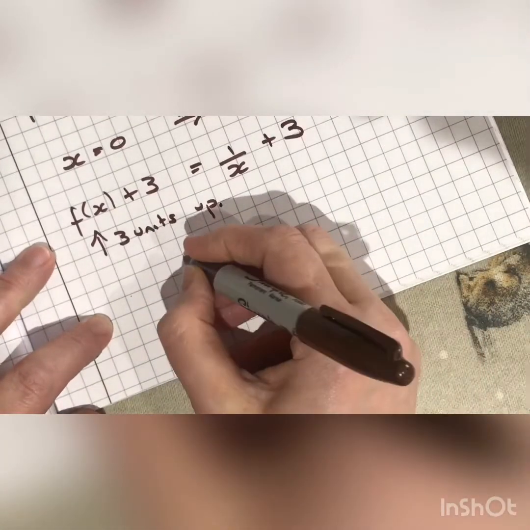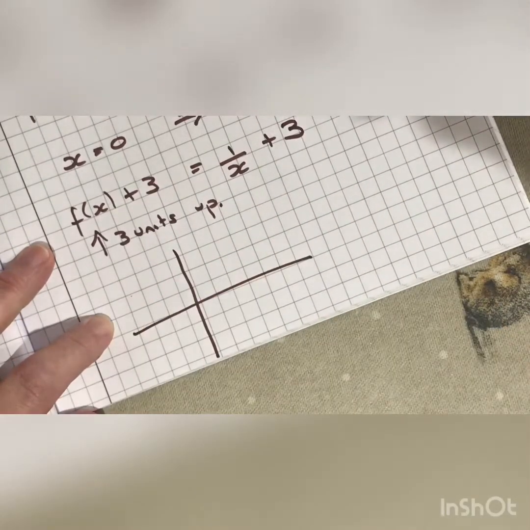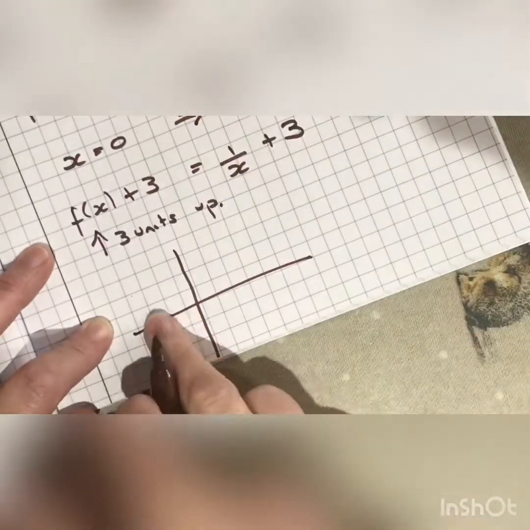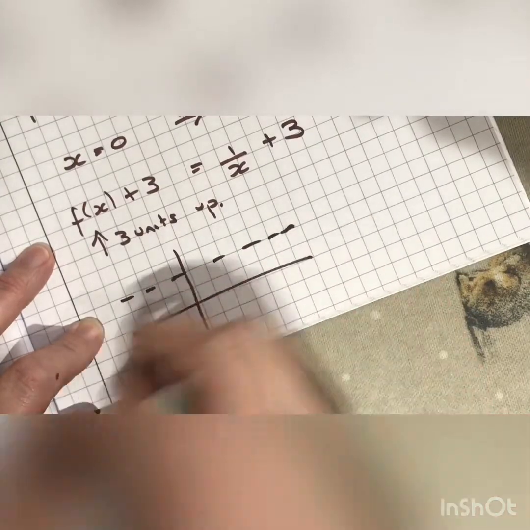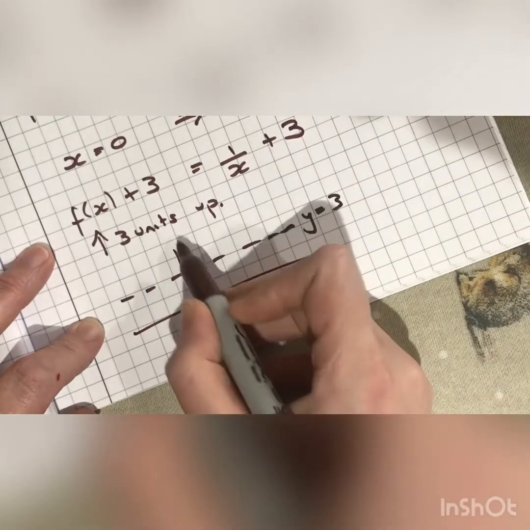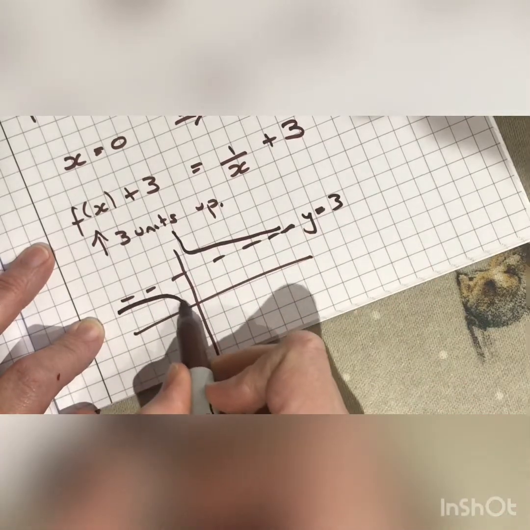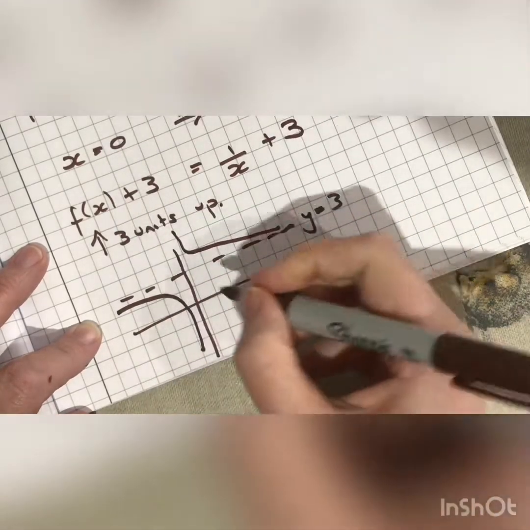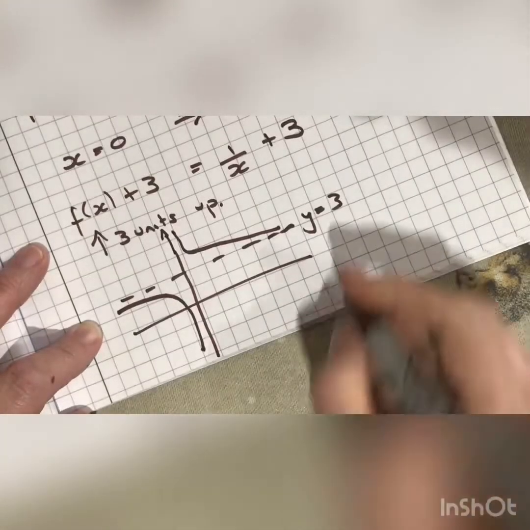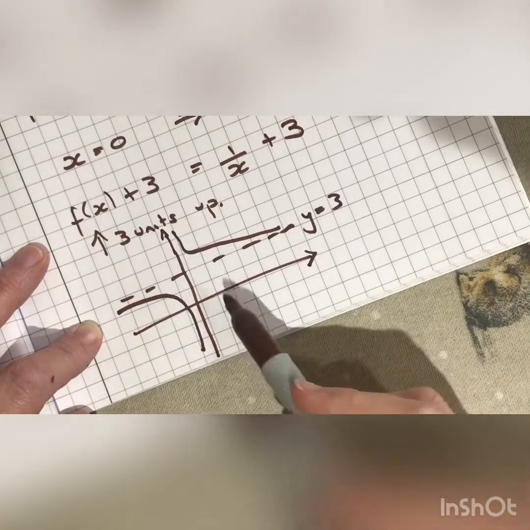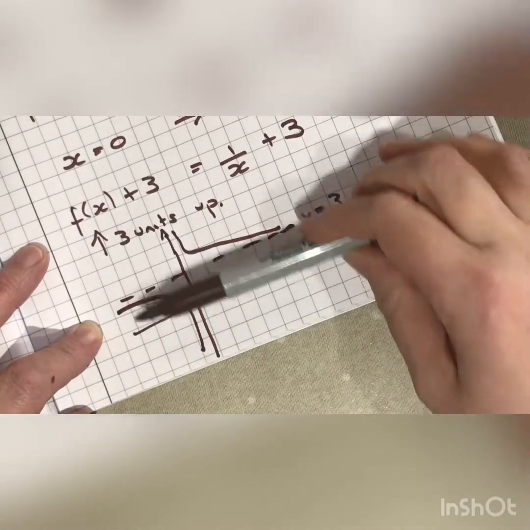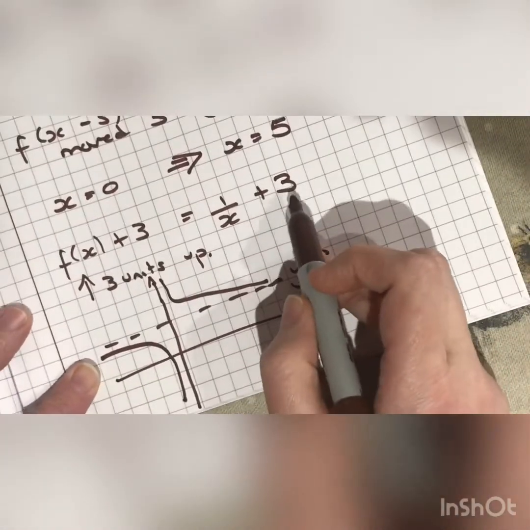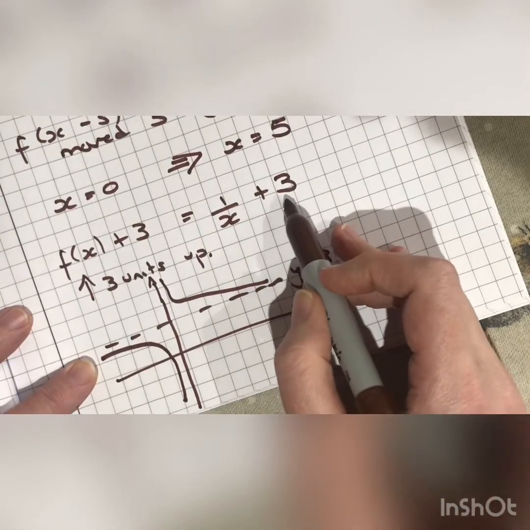So what does that mean? Well, if these were my original asymptotes, if my whole graph is moving 3 up, then my asymptote is also going to move 3 up, and that will be y equals 3. And then I can draw in my graph. This graph won't change. The asymptote will still be the y-axis, but the horizontal asymptote will change because it will move up. So if you've got 1 over x plus 3, your asymptote is going to move 3 up.